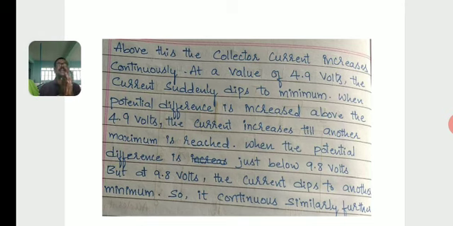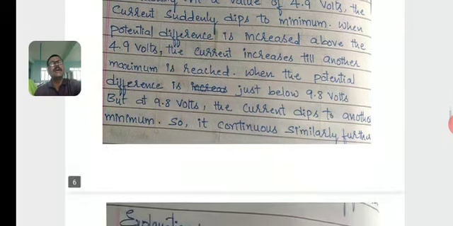So that means as the voltage increases continuously, at a particular value, say 4.9 volts, the current in the milliammeter suddenly dips to a minimum. Again, as the voltage increases, at 9.8 volts, the current again dips to a minimum. It continues as we increase the voltage, just as in the above diagram.